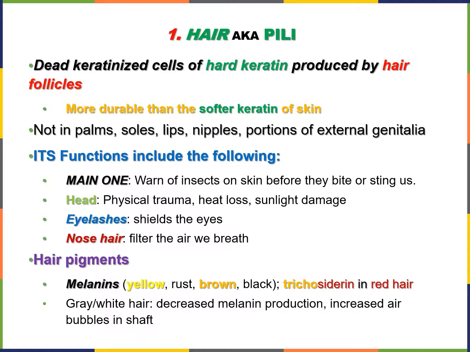On the head, the hair is going to protect from physical trauma, heat loss, and certainly help to protect the skin there that is in the direct pathway of ultraviolet radiation. Eyelashes help to shield the eyes. The hair in the nose filters the air that we breathe in. The hair pigments, we have the melanins, the yellow, rust, brown, black. Another one, trichosiderin, for red hair. We find people like me, this guy, with white hair, gray hair, due to decreased melanin production, and then we're going to replace that with air bubbles in the shaft of the hair.